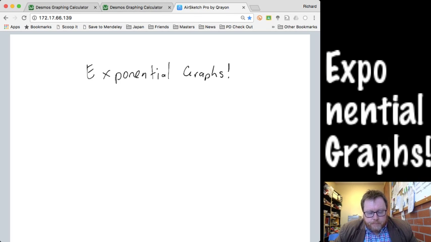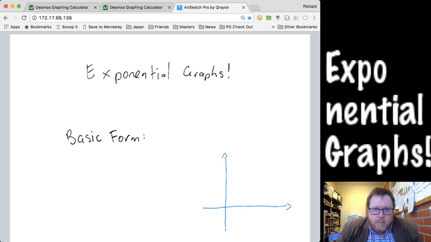Now, let's have a look at the basic form of an exponential graph. It's not to be confused with a power graph or a power function where you've got y equals x to the power of something. In an exponential graph, we've got y equal to some base to the power of the variable x. So y equals a to the power of x.